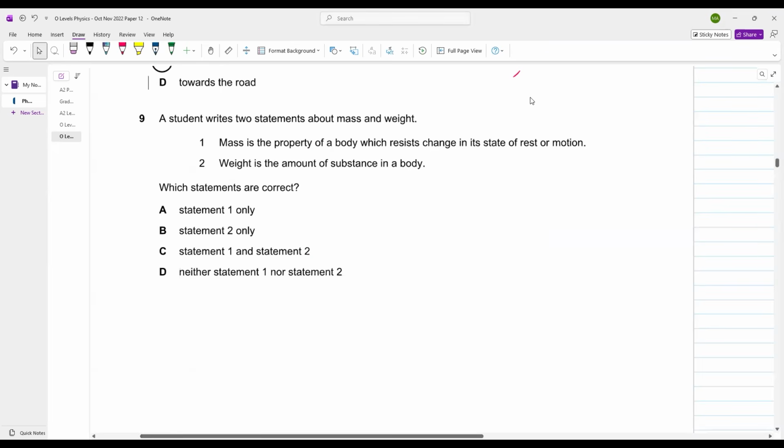Let's further move ahead. A student makes two statements about mass and weight. Mass is the property of the body which resists change in motion. Yeah, that's correct. Weight is the amount of substance in a body. No. Only statement one is correct. 9's answer is A. Simple. Let's further move ahead.